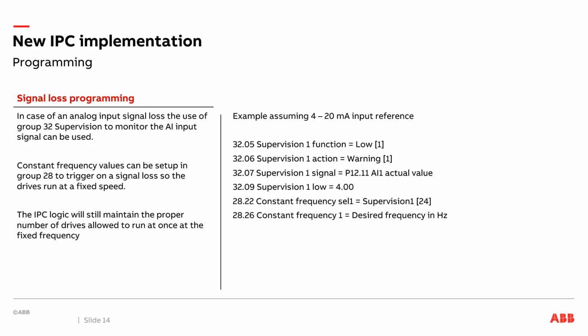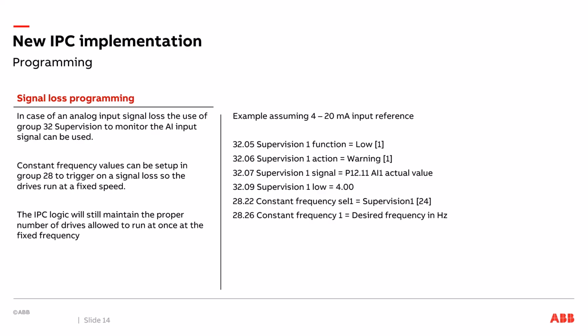What I've done is giving you an example set of programming that you can use as supervisories in group 32 to monitor the analog input signal. And for example, in this setup here, I'm doing a 4 to 20 signal. So if my signal goes below 4 milliamps, the supervisory circuit will trigger a constant frequency programmed in group 28 to allow the number of drives required to keep running.